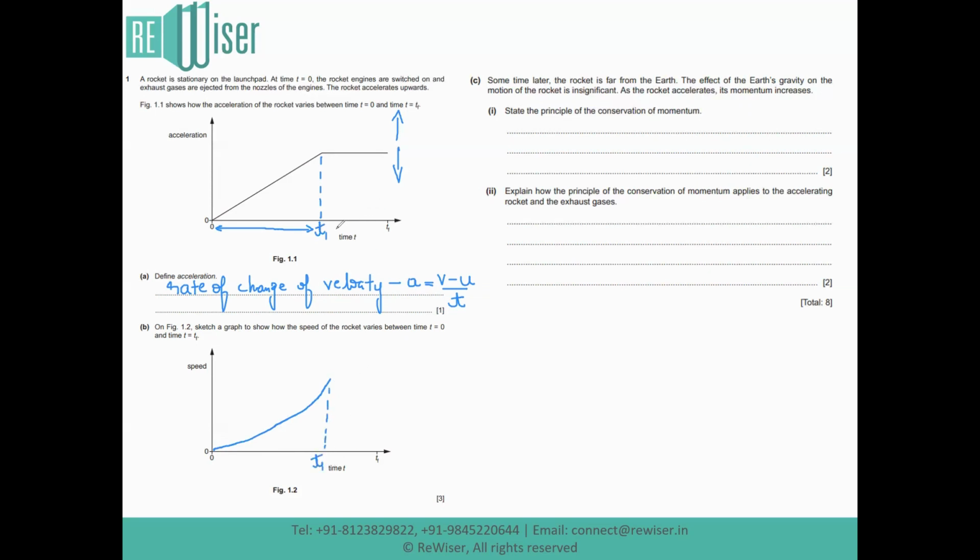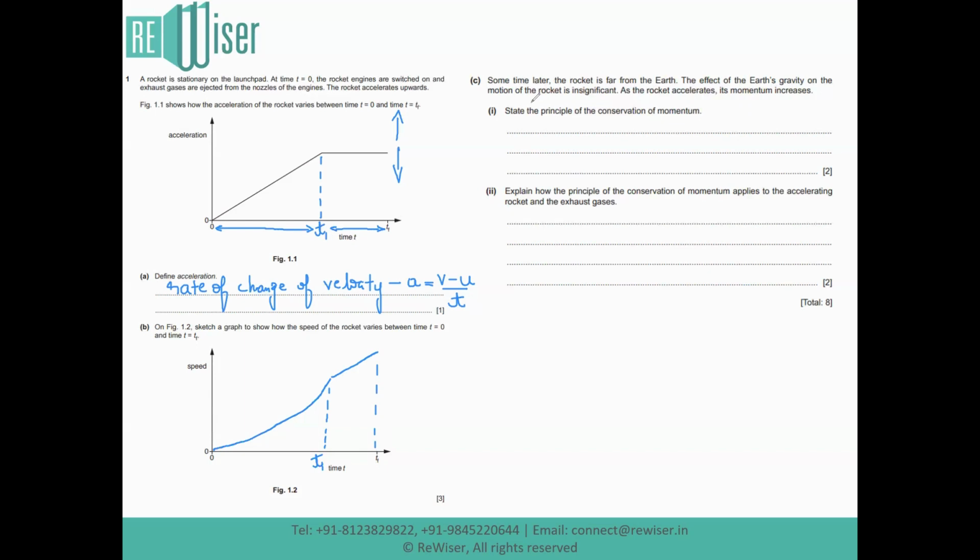From time instant t1 to tf, we notice that the body has a constant acceleration, which translates to a constant slope on the speed versus time graph, which is why we denote the same as a straight line. This is how the graph of speed versus time varies for the given acceleration versus time graph. Moving on to the next part.